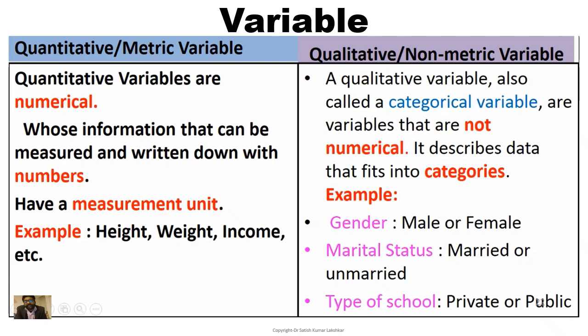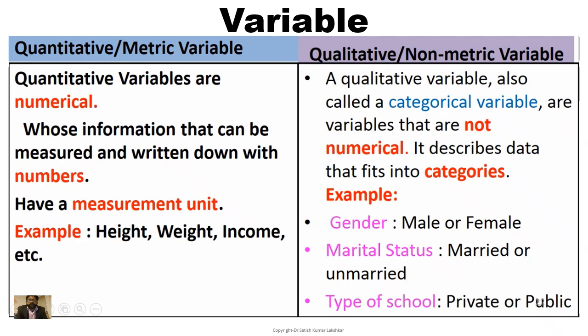Now let's talk about qualitative variables or non-metric variables. Qualitative variables are also known as categorical variables. In the previous slides, we talked about gender as a variable. If we talk about the different categories, then there could be male, female. These are the different possibilities. These different subcategories define gender as a variable. So qualitative variables are also called categorical variables, and these variables are not in numerical format. These types of variables describe data that fit into categories.